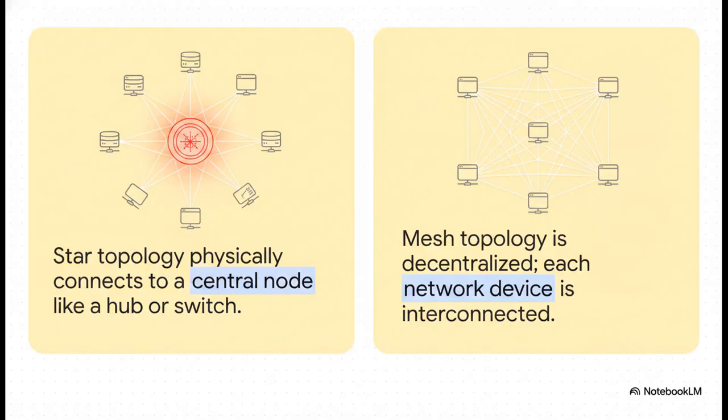Now, there are two heavily contrasting blueprints we generally use to build these. In a star setup, every single device is physically connected to a central node, usually a router or a switch. It's highly organized, it's super easy to manage, but, and this is a big but, it has a single point of failure. If that central switch dies, the whole network just goes dark. Contrast that with the mesh setup. In a mesh, the system is totally decentralized. Every device is interconnected with every other device. Yeah, it requires way more cabling and a headache of configuration, but it is incredibly robust. If one path fails, the data simply routes itself around the problem.